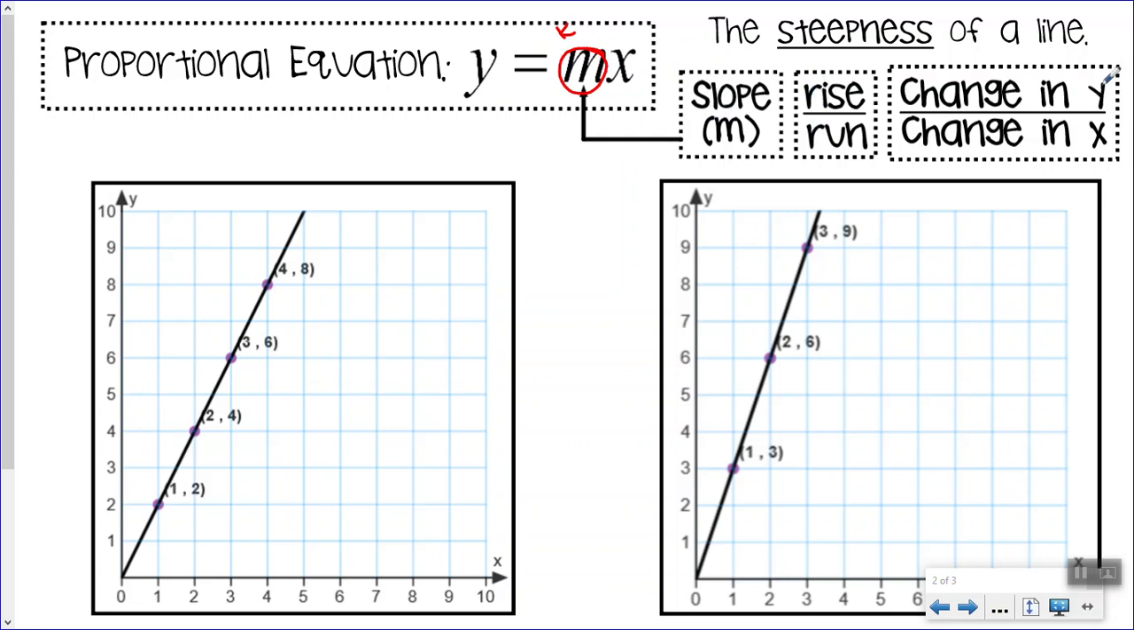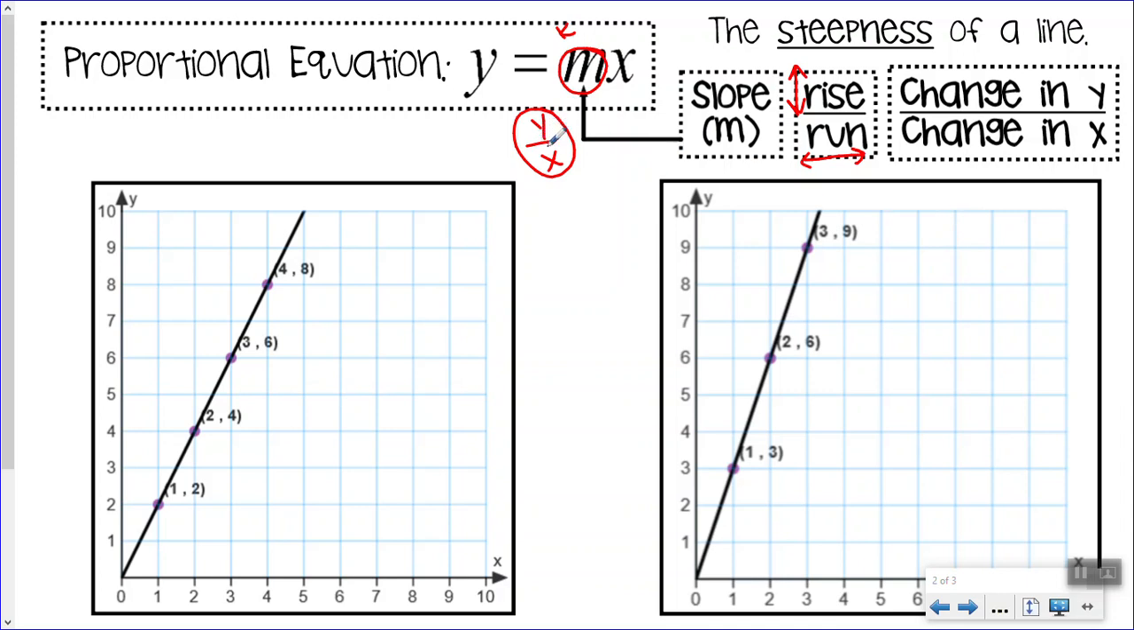Remember that y is our up and down. So when we talk about rising, we talk about moving up or down. Our run is our side to side. When you go for a run, you don't run up into the air or down into the ground, you're running side to side along the ground. So that's our change in x. This is the same thing as that y over x that we looked at last time in the proportional tables.